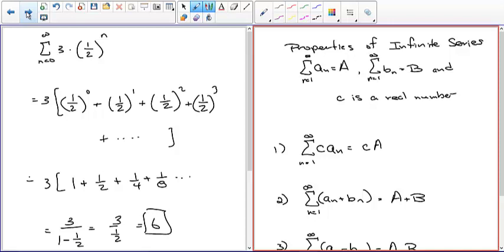So the rules that we had for integrals, you kind of see similarities. This is like the integral of a constant times some function is equal to the constant times the integral of the function.